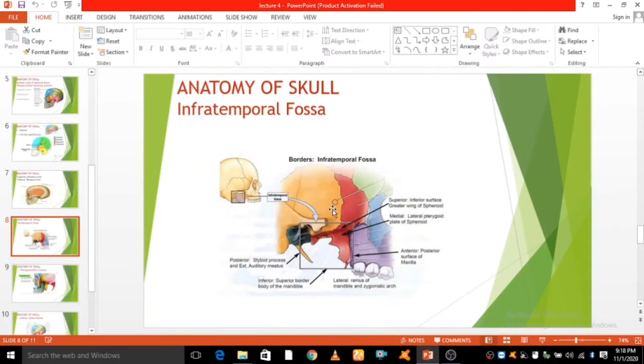Infratemporal fossa. Look at this area. This area is the infratemporal fossa. The infratemporal fossa is a complex area located at the base of the skull, deep to the masseter muscle. It is closely associated with both the temporal and pterygopalatine fossae and acts as a conduit for neurovascular structures entering and leaving the cranial cavity. We call it the infratemporal fossa.